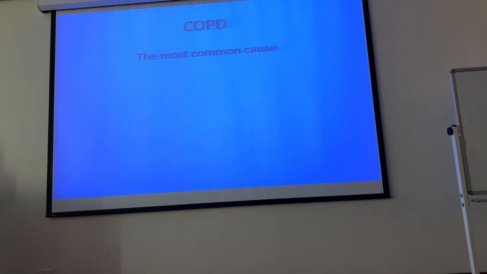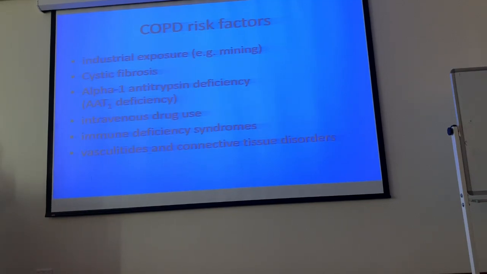So, what is the most common cause? Smoking. Good. The most common cause is smoking, and there are other risk factors, which is industrial exposure, for example, mining, cystic fibrosis, usually seen in young girls, alpha-1 antitrypsin deficiency, intravenous drug use, immune deficiency syndrome, vasculitides, and connective tissue disorders.